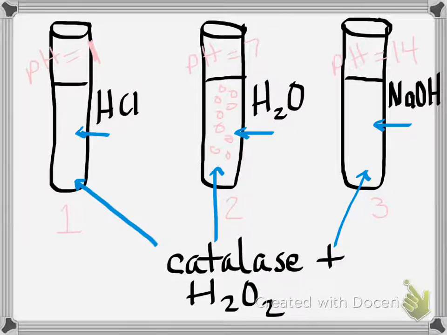Hydrochloric. It's an acid. There you go. HCl is an acid. Okay, and then look, this test tube got water. Number 2 got water. Everybody knows H2O is water. Okay, test tube number 3 got NaOH.